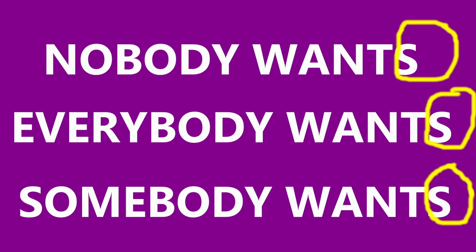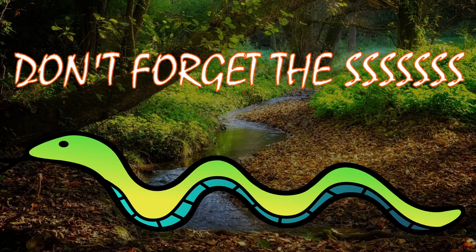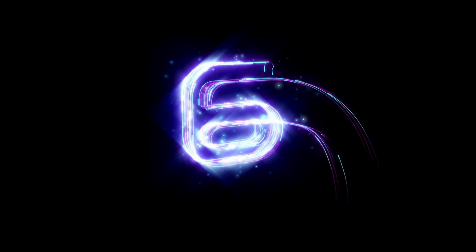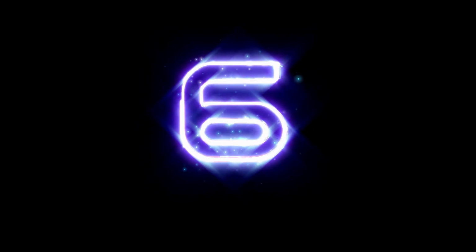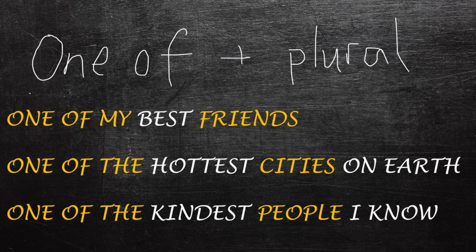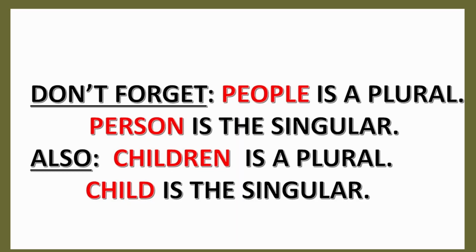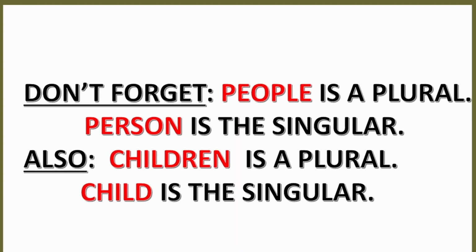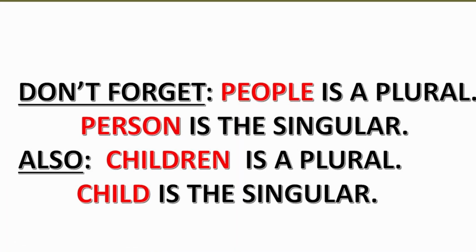Number 5. Nobody wants. Everybody wants. Somebody wants. Number 6. It is one of the smallest towns in my country. With "one of", the object is always in the plural form, such as friends or cities. Remember also some plurals do not use s, such as people or children.